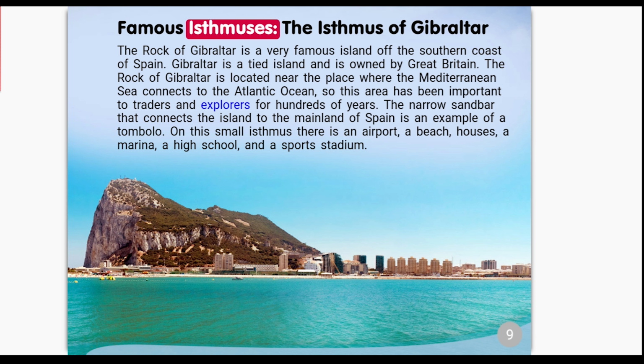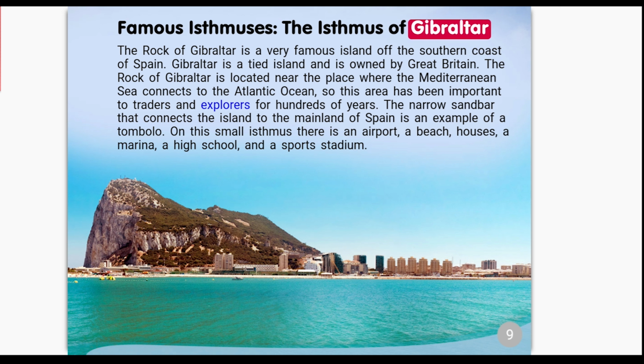Famous isthmuses. The Isthmus of Gibraltar. The Rock of Gibraltar is a very famous island off the southern coast of Spain. Gibraltar is a tied island and is owned by Great Britain. The Rock of Gibraltar is located near the place where the Mediterranean Sea connects to the Atlantic Ocean. So this area has been important to traders and explorers for hundreds of years.